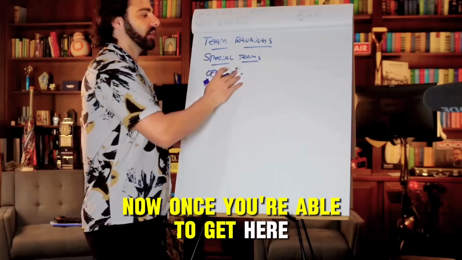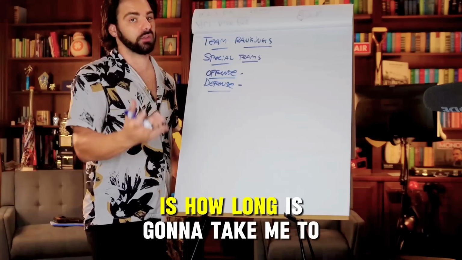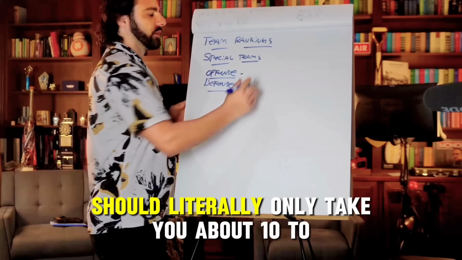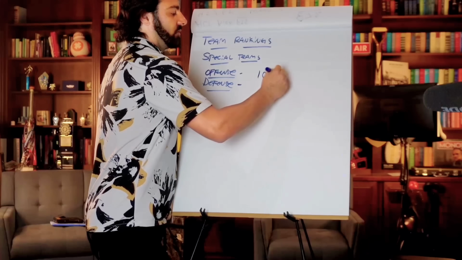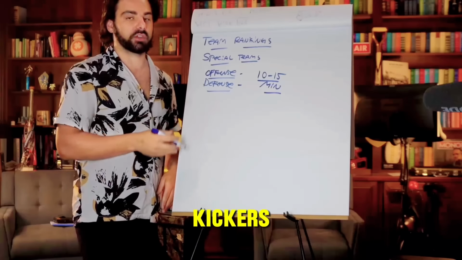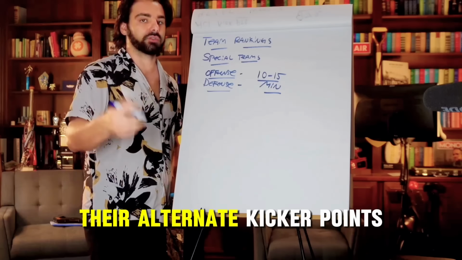Now, once you're able to get here, how long will it take you to find this? I get this question sometimes: how long is it going to take me to find this play? This particular play should only take you about 10 to 15 minutes max to find the couple of kickers on any given Sunday that you're going to have an advantage on to bet their alternate kicker points.